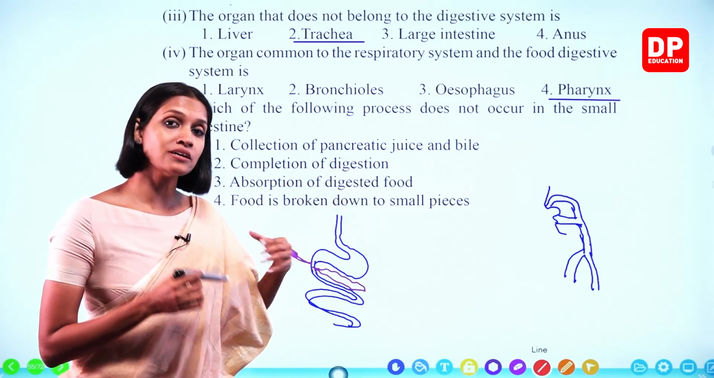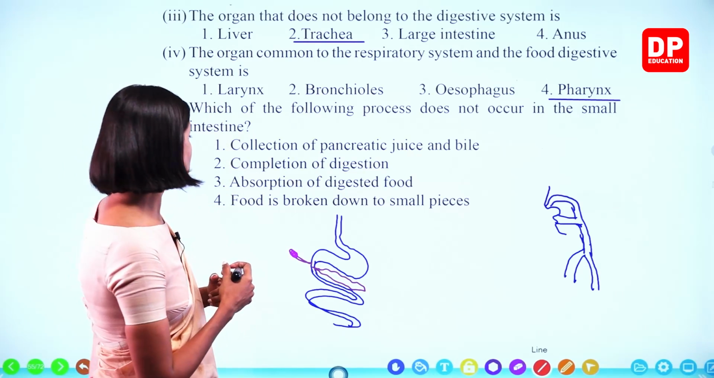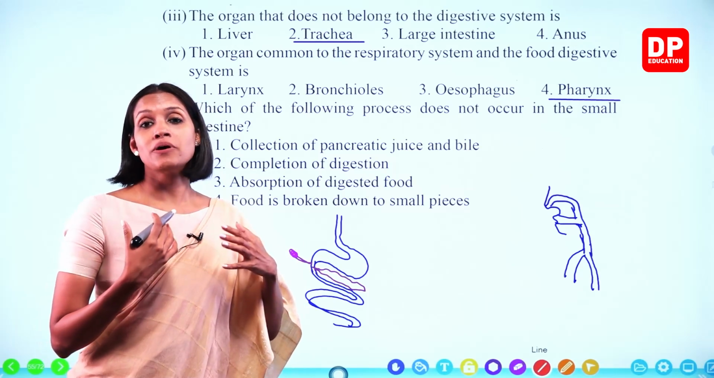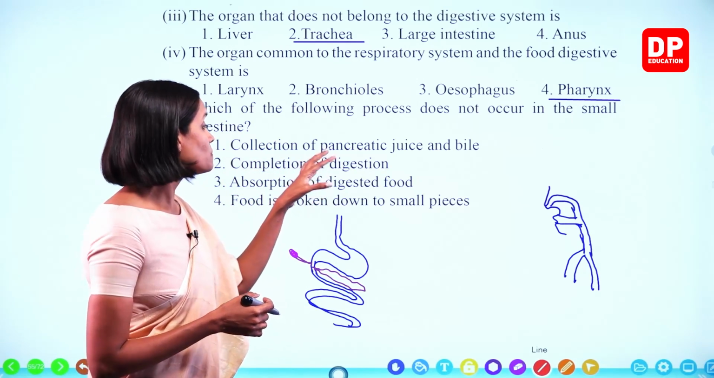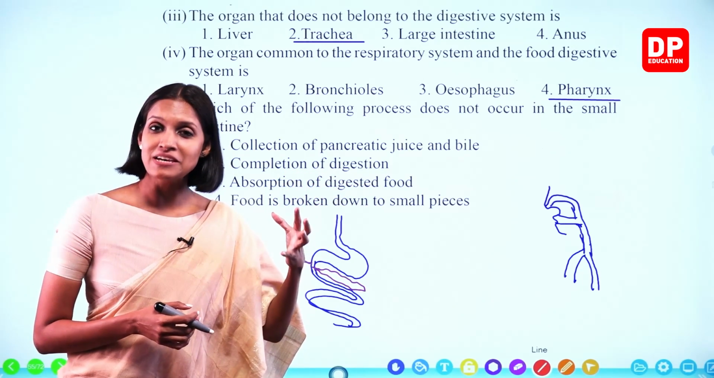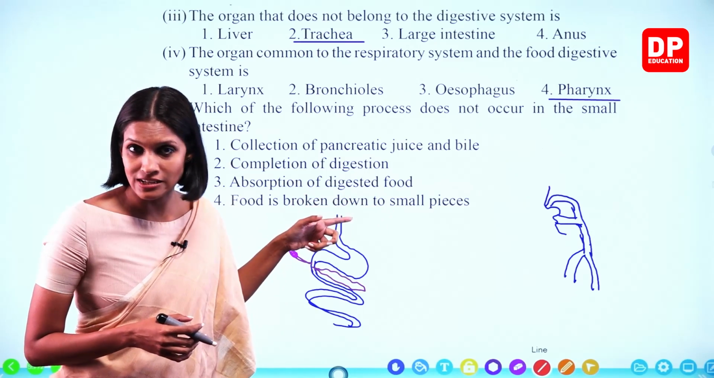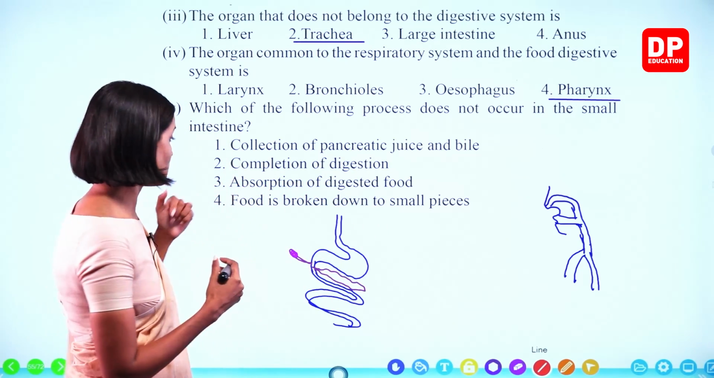Yes, I told you all completion of digestion takes place in the first half of the small intestine. Absorption of digested food is also done by the small intestine. Food is broken down to small pieces. That is done by the teeth in the mouth cavity, right? This is known as mechanical digestion. So, mechanical digestion is done by the mouth cavity, by the teeth.